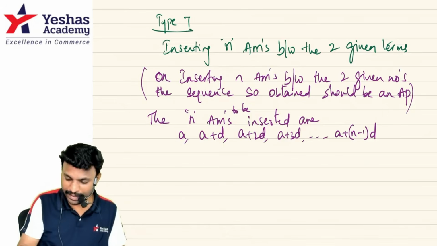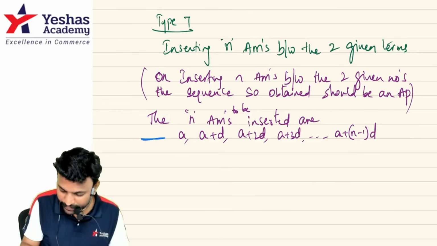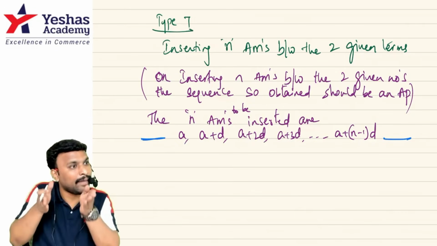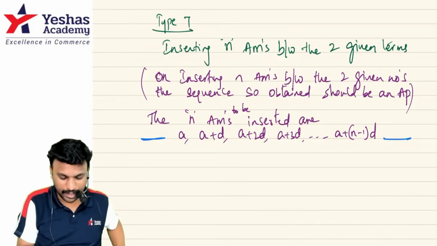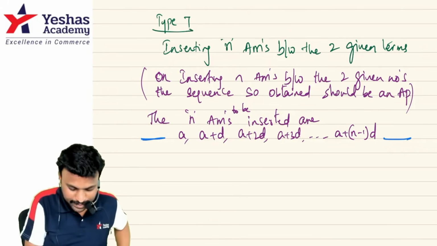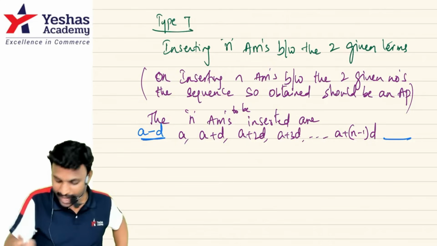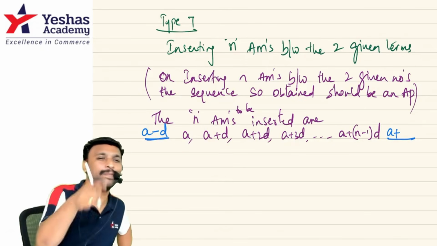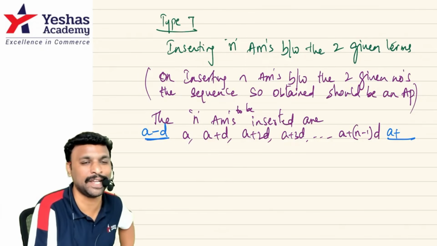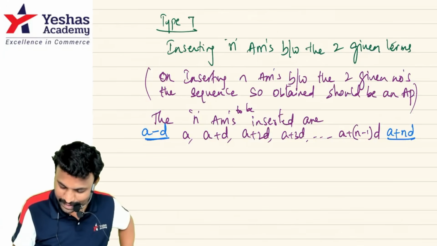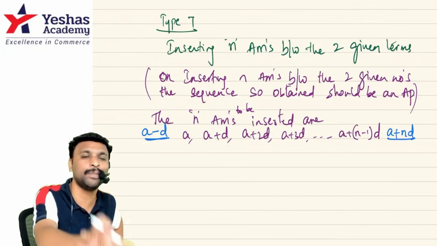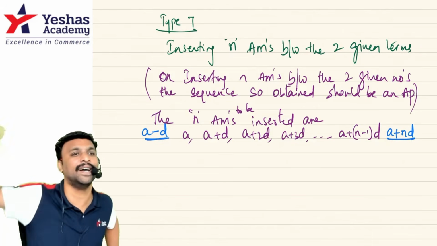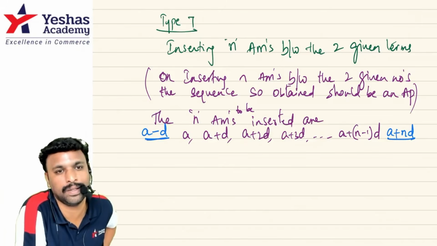But these n arithmetic means have to be inserted between the two given numbers. So the two given numbers are: the first is a minus d, and the last number given is a plus nd. How many arithmetic means are you inserting? N arithmetic means, so the coefficient of d in the last term will be n. Whatever the number of AMs you are inserting, that is the coefficient of d in the last given term. Have you understood?